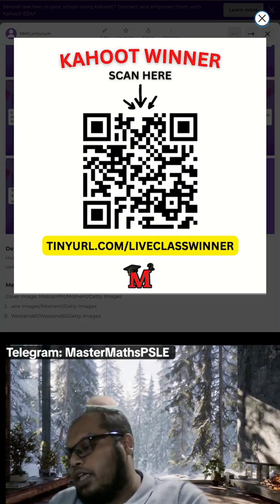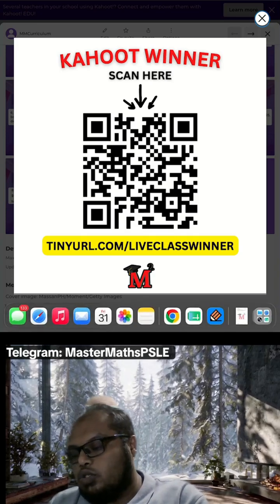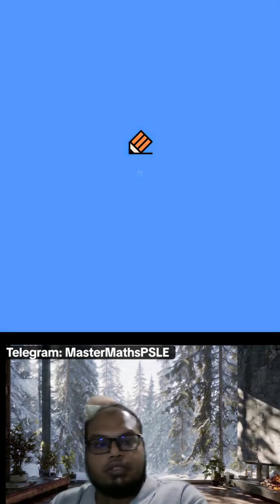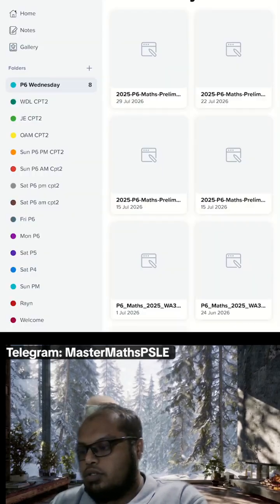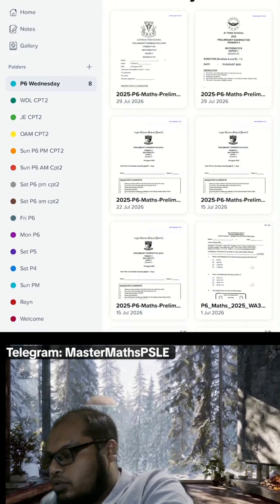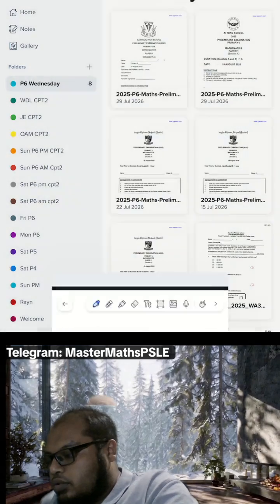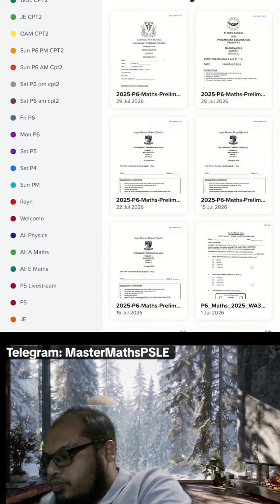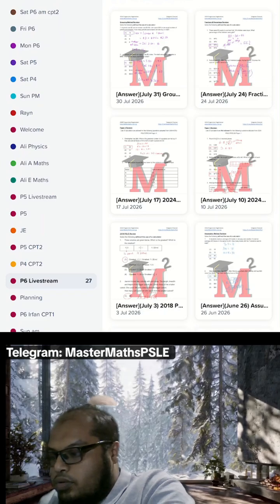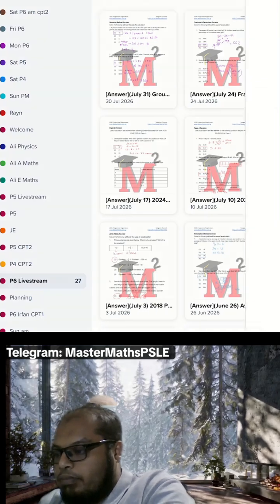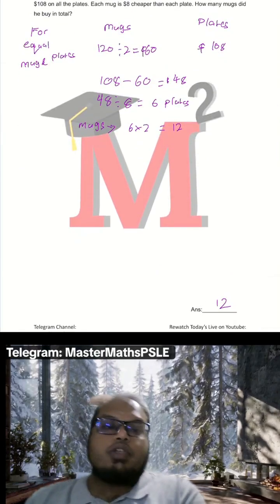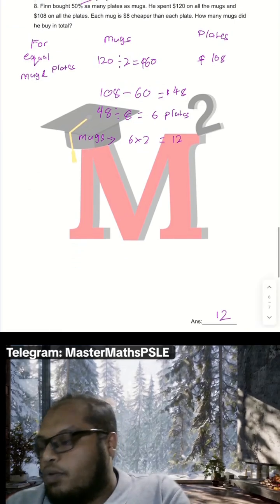Okay, now let's go on to the solution. So this question just now was the last question, right? So how did we end up with 12?